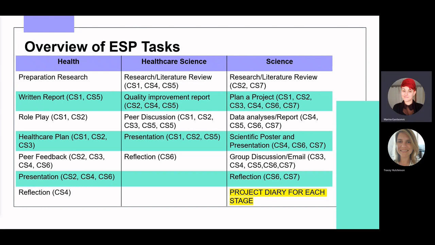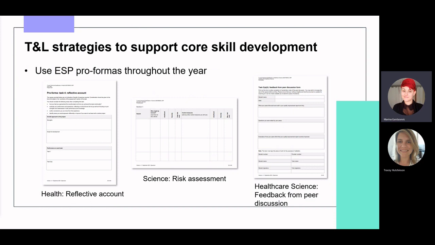So what can we do to help support our students, help develop these core skills and incorporate that into our formative assessment? Well, one thing you can get ready and use from day one of your teaching are the proformas. So the proformas are what are supplied with the assessments that students can use as templates to fill in for their answers.